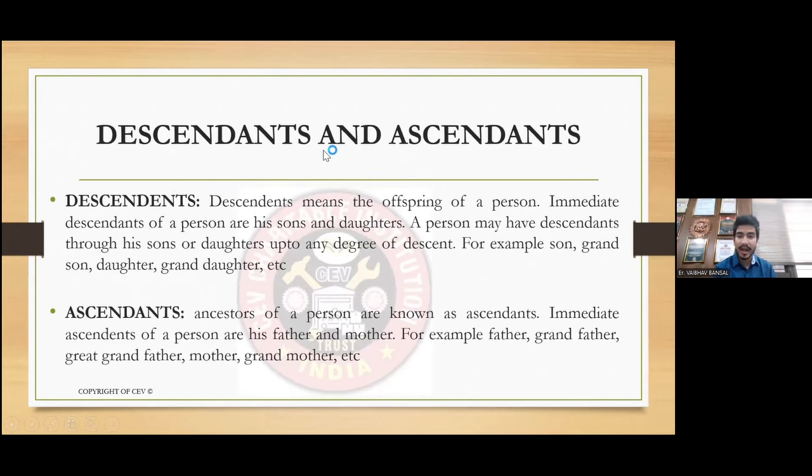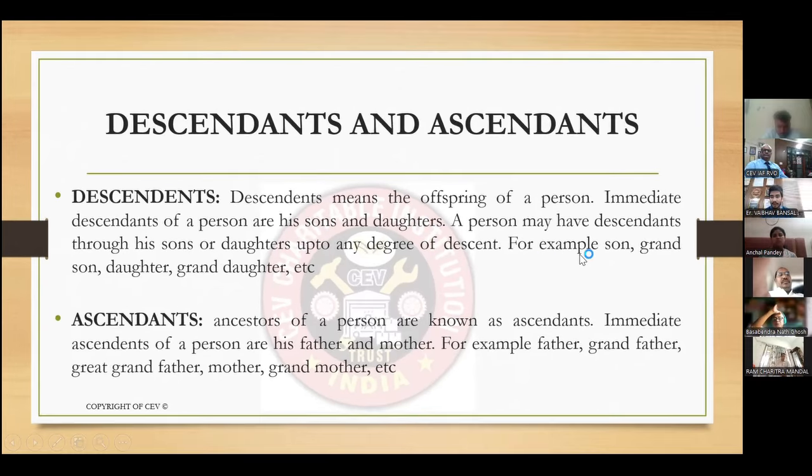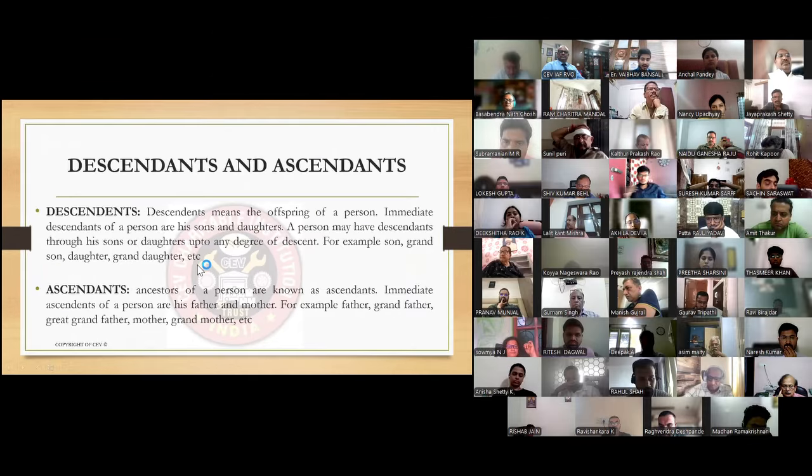Now, descendants and ascendants. Sometimes this term might confuse you. Who are descendants and who are ascendants? Descendants means the offspring of a person. Immediate descendants of a person are his sons and daughters. A person may have descendants through his sons or daughters up to any degree of descent. For example, son, grandson, daughter, granddaughter, etc.